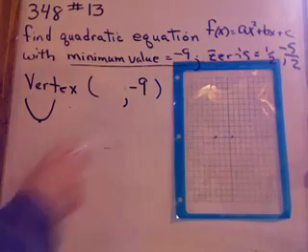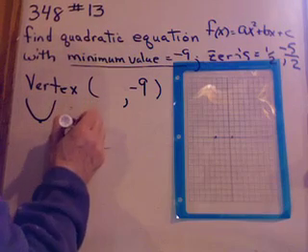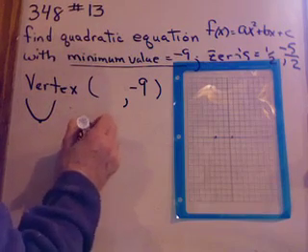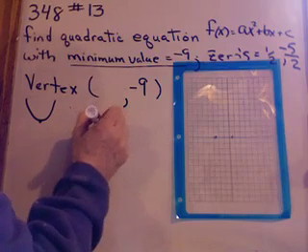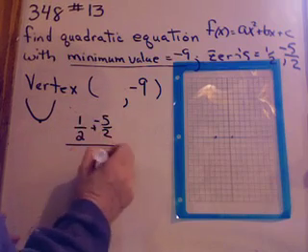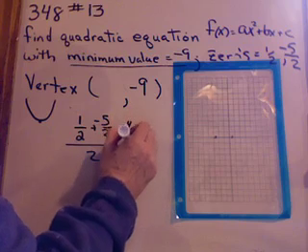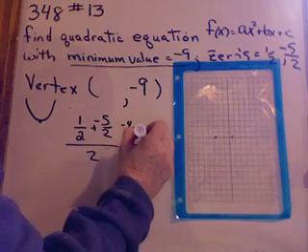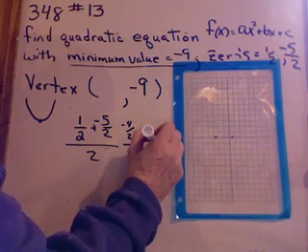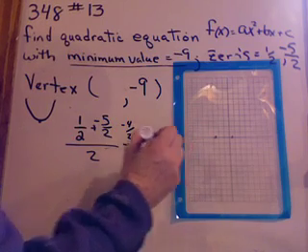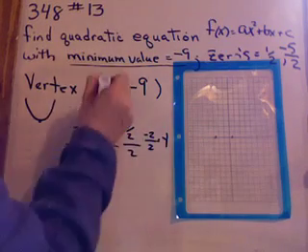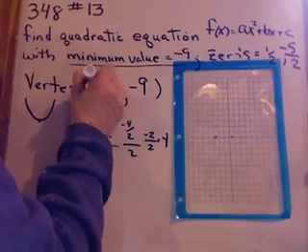Let's figure out what that is. Let's just add these 2 points and divide it by 2. A half plus negative 5 halves. Add them and divide by 2. Negative 4 halves divided by 2. Negative 2 divided by 2. Negative 1. Whoa, that's this point, negative 1.